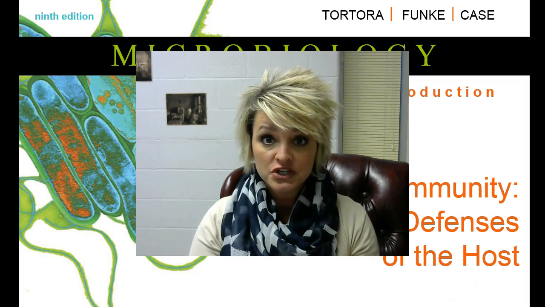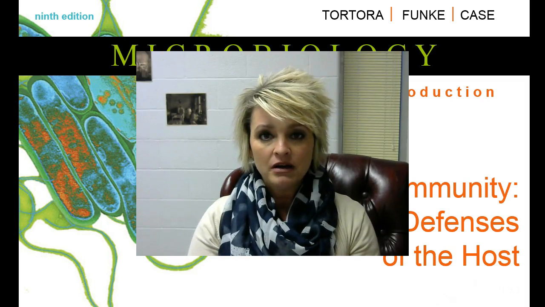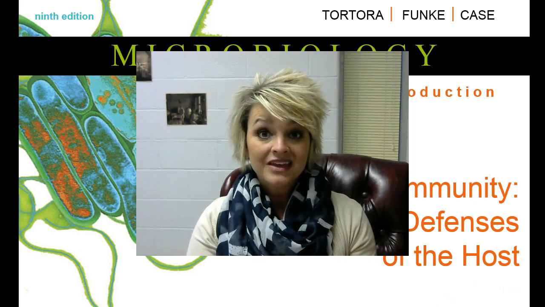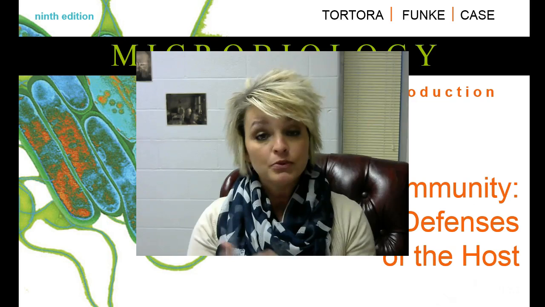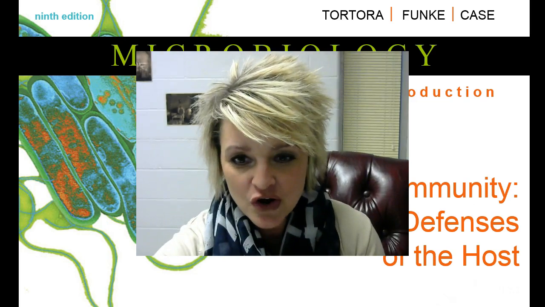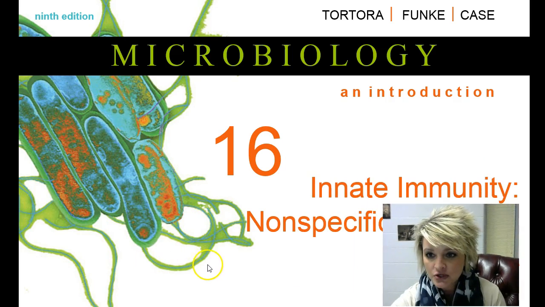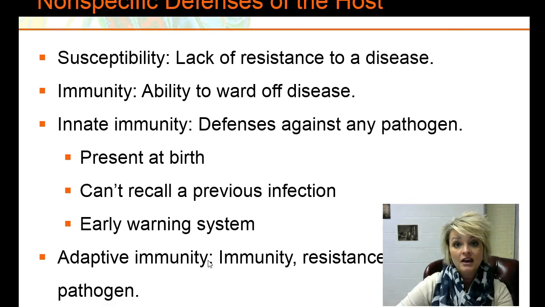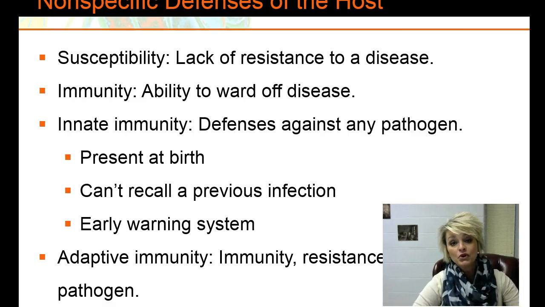So 16 and 17 really honestly should be one chapter. I know in anatomy and physiology we do it all in one chapter, so I'm not sure why they break it down here. But they do break it down based upon the different types of immunity you have. So you have the innate immunity, which is that you're born with, and then you have the adaptive immunity. So we're going to start off here on chapter 16 and talk about that immunity that you are born with.